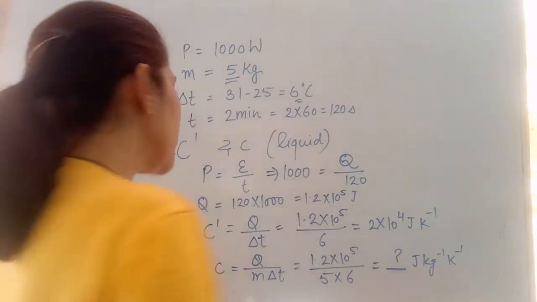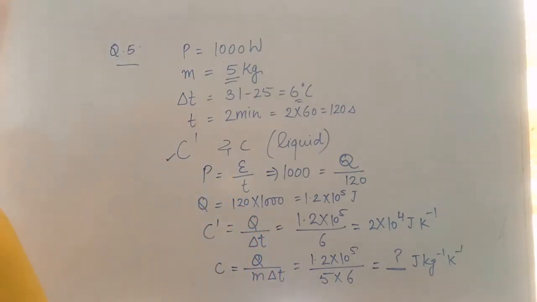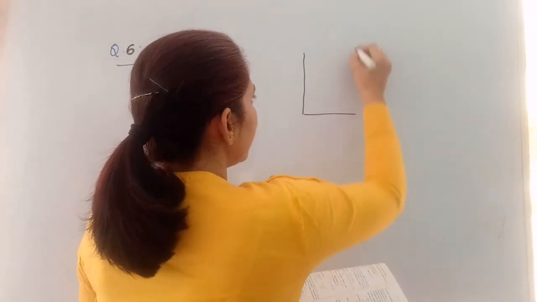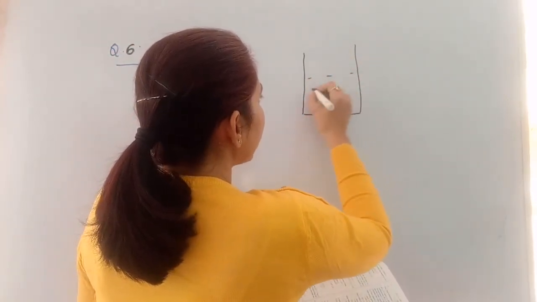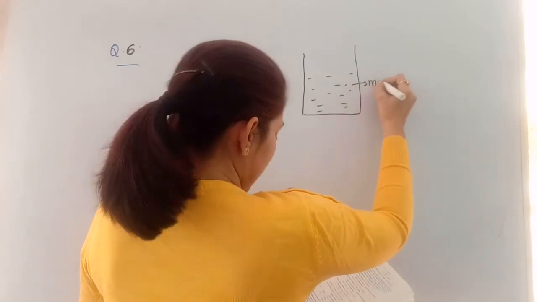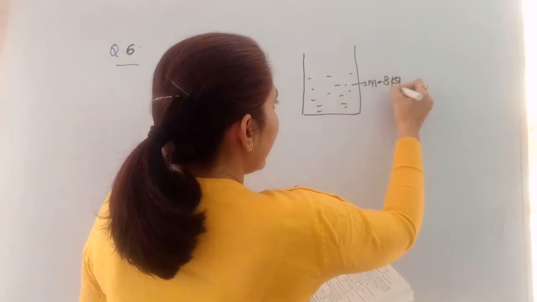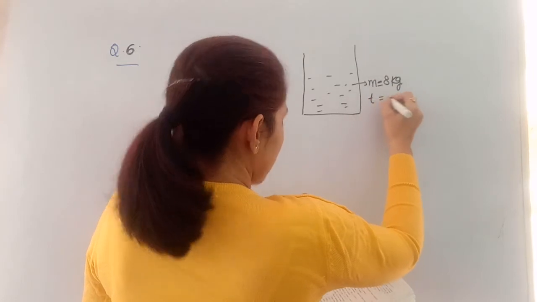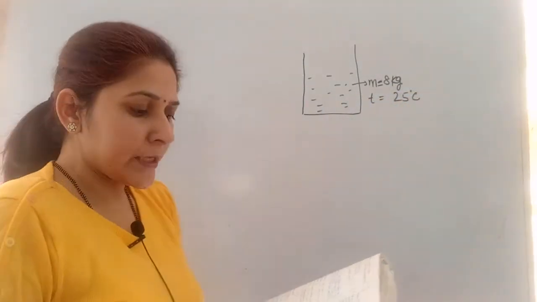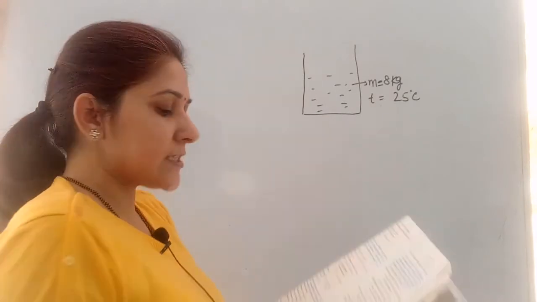Okay, coming on to the next one. Question number 6 says a bucket contains 8 kg of water at 25 degrees Celsius. Suppose this is the bucket and it contains 8 kg of water. So mass of this water is 8 kg and the temperature for this water is 25 degrees Celsius. Okay, 2 kg of water at 80 degrees Celsius is poured into it.